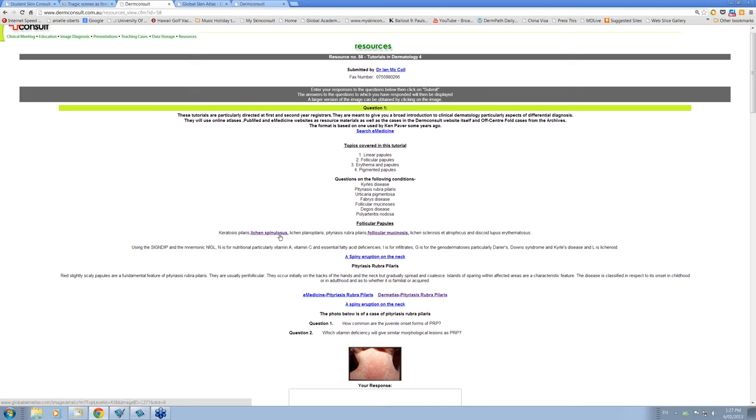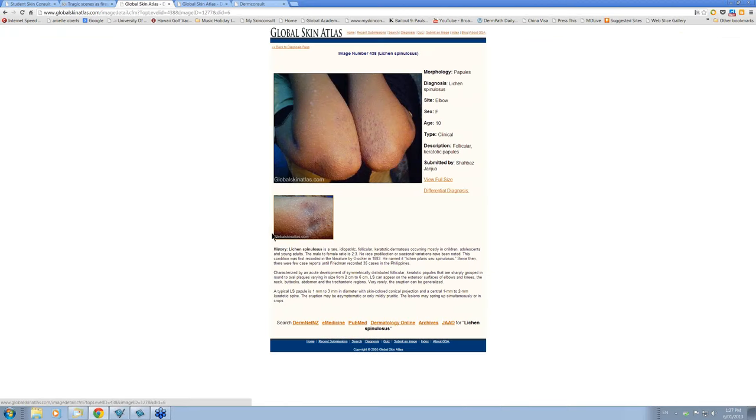and often in different areas, and they're often grouped. Let's just have a quick look at this particular image of Shabaz Janjua in Global Skin Atlas. If we enlarge this, you can see the nature of the follicular papules here. Normally you don't get keratosis pilaris like this around the elbows. It tends to be up in the upper aspects of the thighs. And you can see that these are quite prominent spicules that are here.